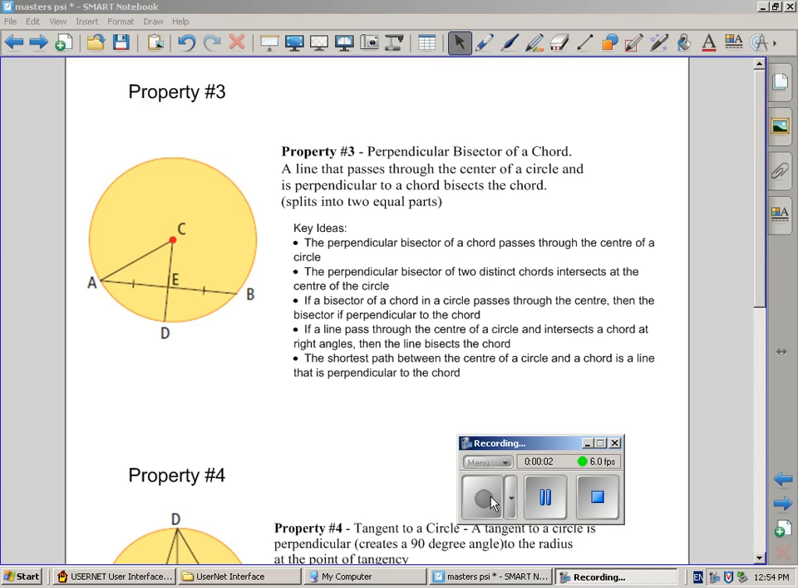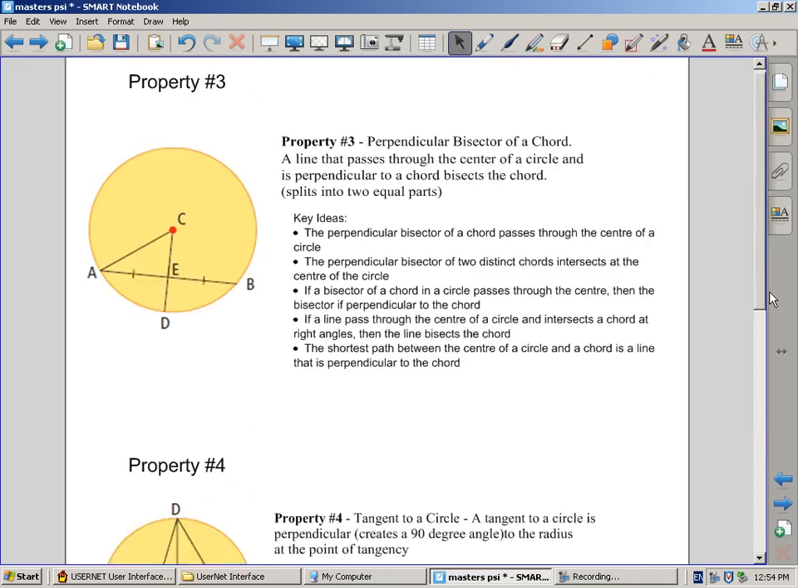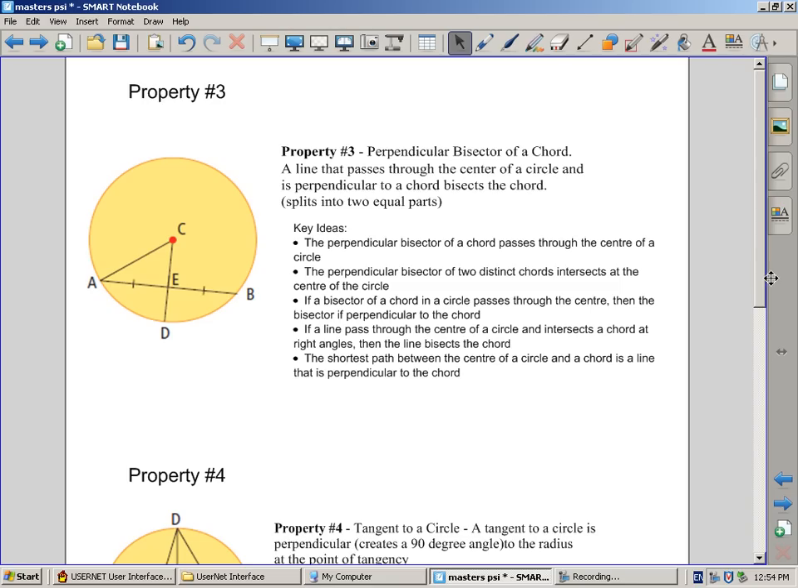Okay, what we'll do now is we'll take a look at properties 3 and 4, and 5, as you can see. So we'll work our way through these. Now property number 3 states that a perpendicular bisector of a chord, a line that passes through the center of a circle and is perpendicular to a chord, bisects that chord. Splits it in two is what we mean by bisecting a chord.